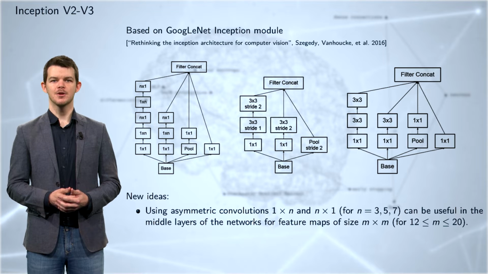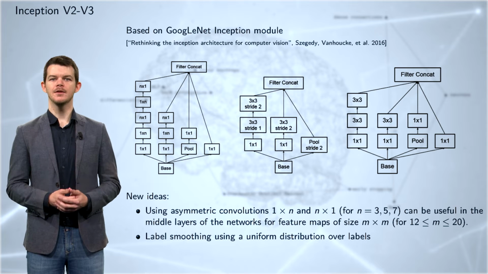In the third inception module, two 3 by 3 convolutions are used in lieu of a 5 by 5 convolution. We have already seen this idea in VGGNet. Label smoothing is also used, which corresponds to adding a perturbation to the one-hot encoded output vector.